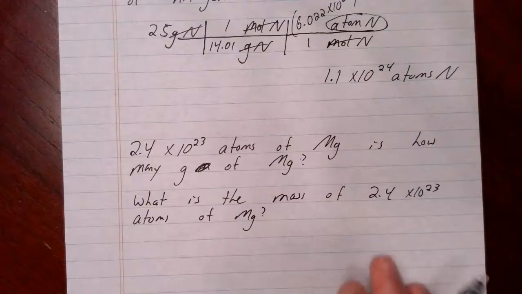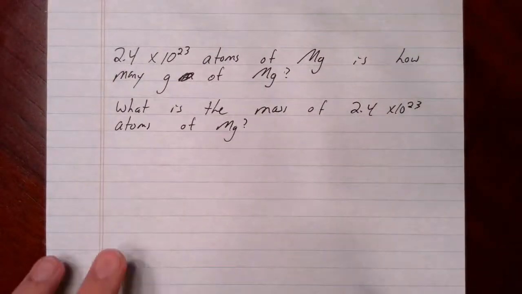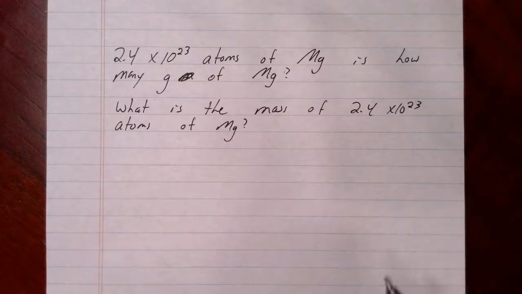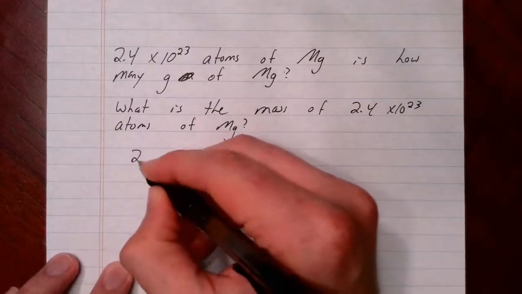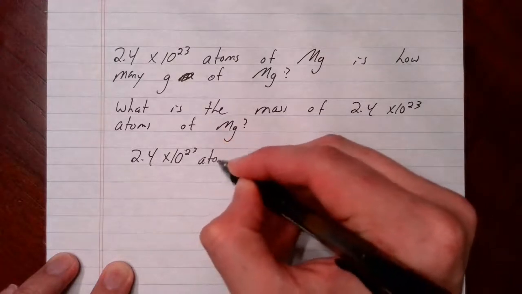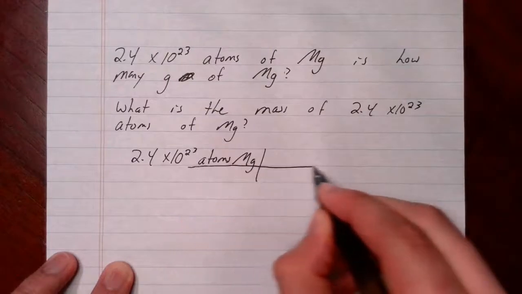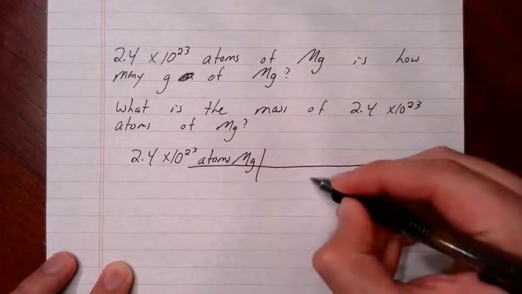So there are many different ways to word these problems. Just be sure you read it closely and know what I'm actually asking for. So no matter what the problem is, we start off the same way here. We have 2.4 times 10 to the 23rd atoms. Just write what you're given. Go ahead and drop that down. These units go down here.